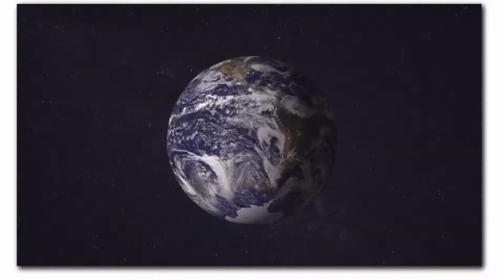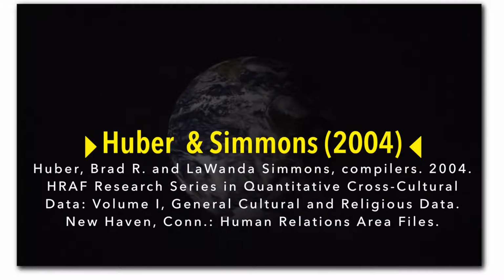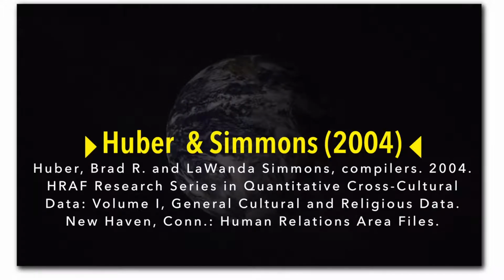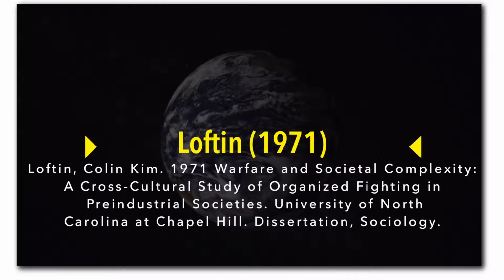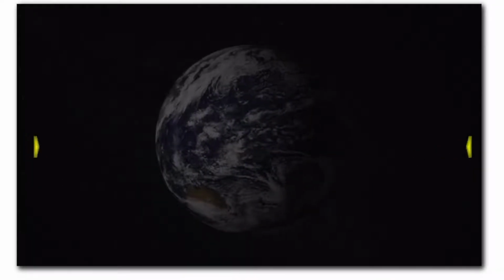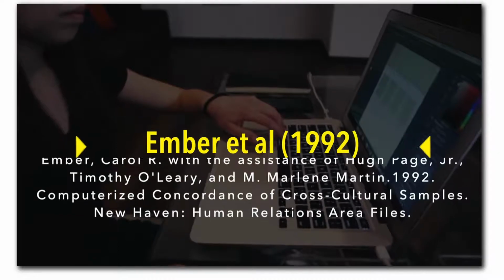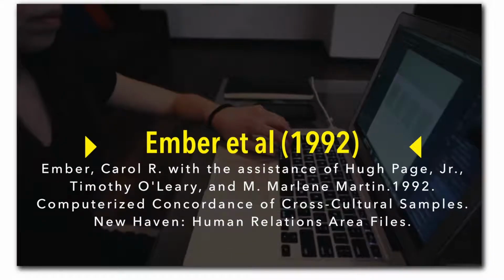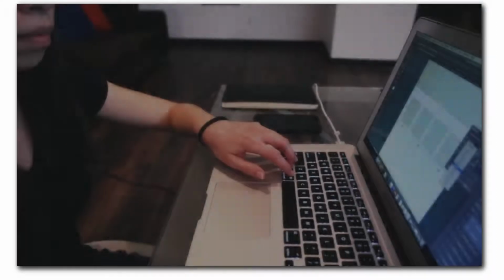The information used to classify cultures and traditions in the eHRAF databases came from a variety of sources. Much of the information came from Huber and Simmons, 2004, and subsistence information was originally coded by Loftin, 1971. For the remaining cases in eHRAF, coders turn to the Ethnographic Atlas. Since the names in the Ethnographic Atlas and the eHRAF do not always match, we consulted a concordance of cross-cultural samples. See Ember et al., 1992.